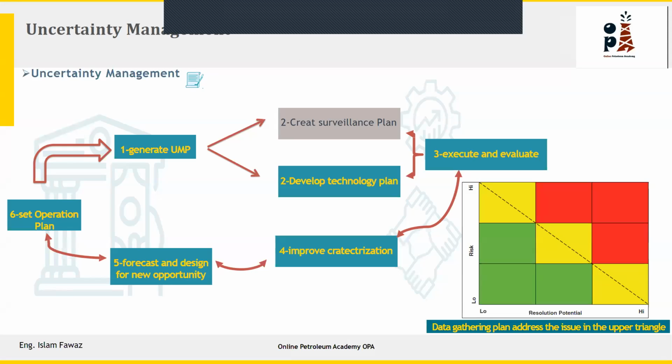The surveillance plan is based on the uncertainty matrix and on the strategic intent for your enterprise. If there were no uncertainty, there would be no need for surveillance, for opportunity generation, or for the risk matrix. So surveillance is very, very vital.